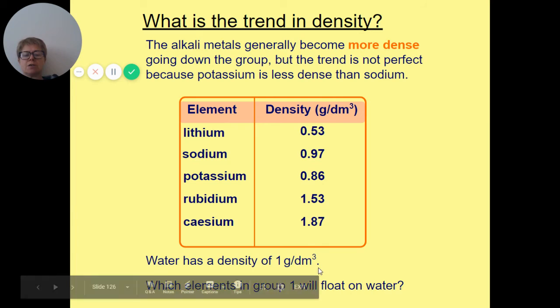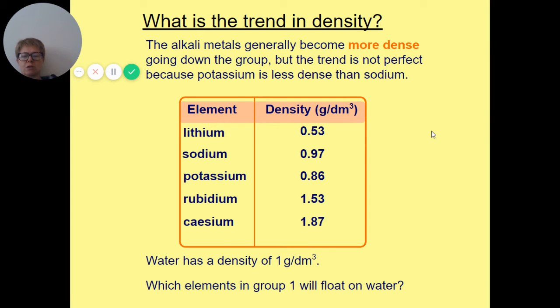So comparing those to water, water has a density of 1 gram per centimetre cubed. So which ones of those are going to float on water? Well, the answer is lithium, sodium or potassium, because they have a density less than water. Objects with a density greater than 1, which is the density of water, are going to sink, and these 3, which have a density of less than 1, will actually float on water.